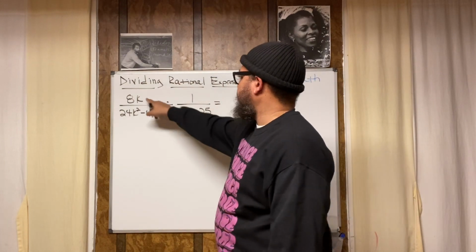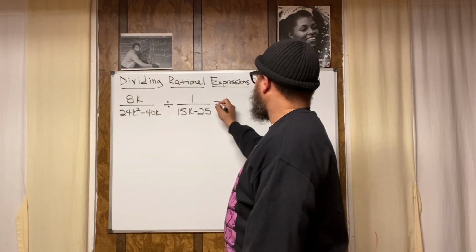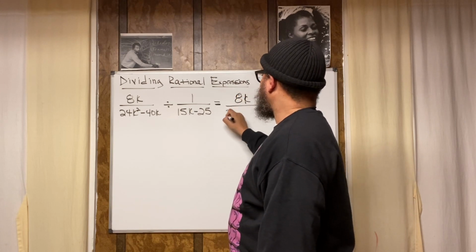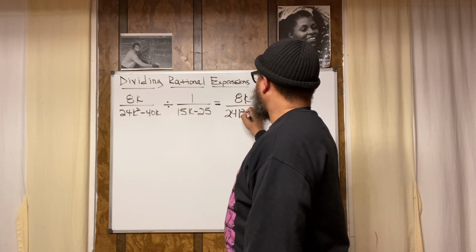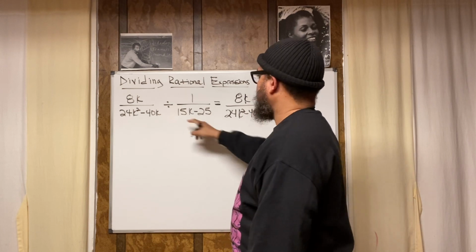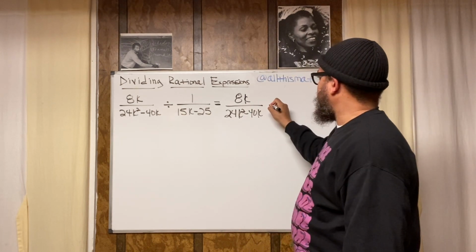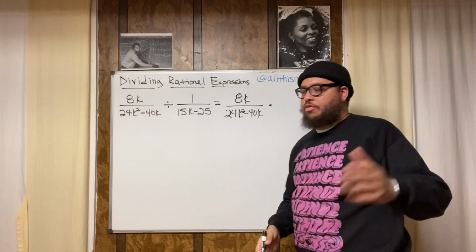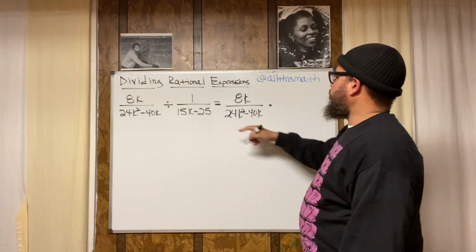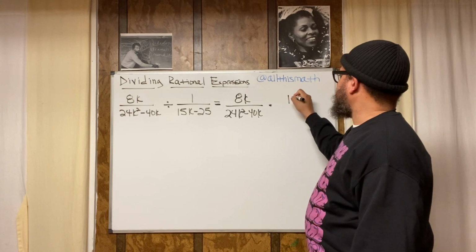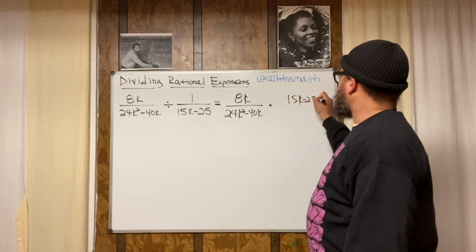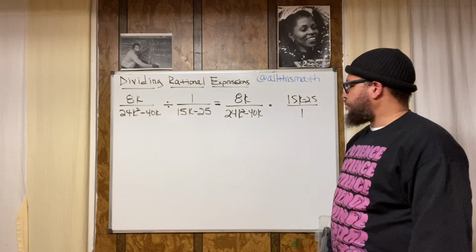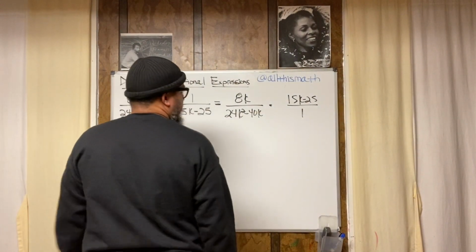We keep the first fraction the same. So we have 8k over 24k squared minus 40k. Change that to a multiplication sign. You can use a dot. I wouldn't use an X because at this level you might be dealing with variables that are x. And then we flip this. This is going to be 15k minus 25 over 1. Now we have a multiplication problem.